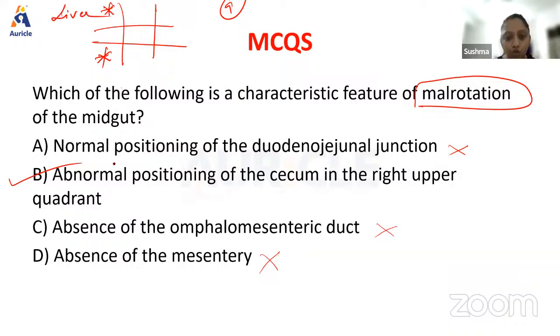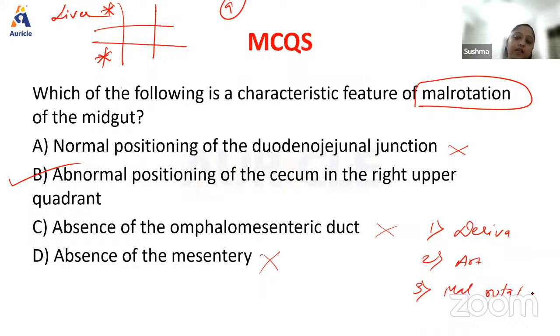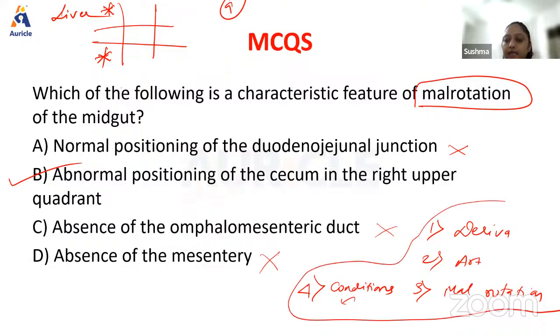Liver. So what is important here to understand in these two classes is, number one, the derivatives of the gut. Number two, the arteries supplying them. Number three, malrotation or the rotation of the gut and how it takes place. Number four is different conditions that happen because of failure of the intestines to come back into the abdominal cavity. So these are the very important things in this class.